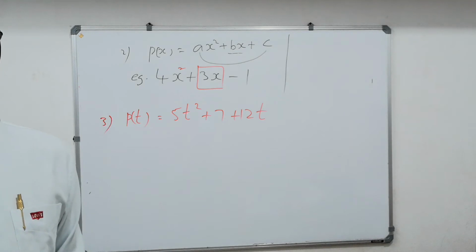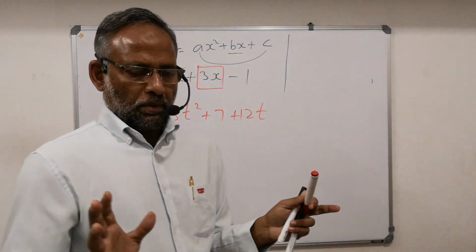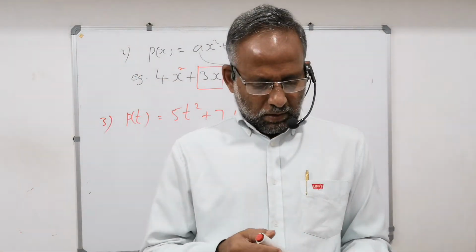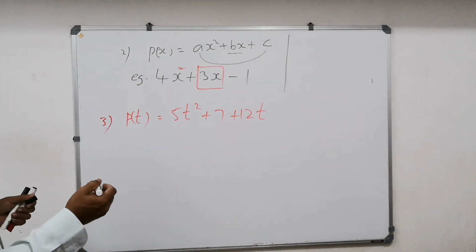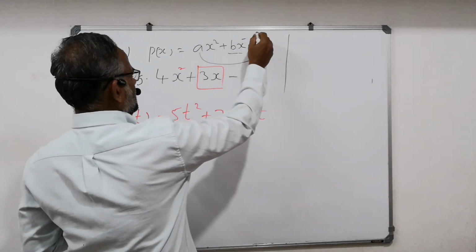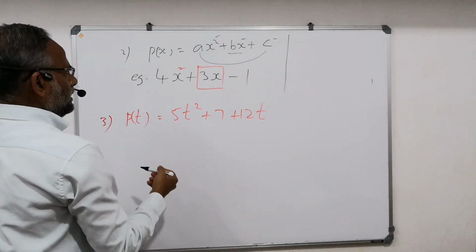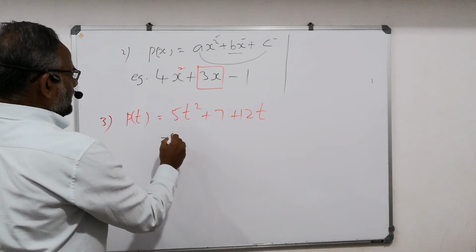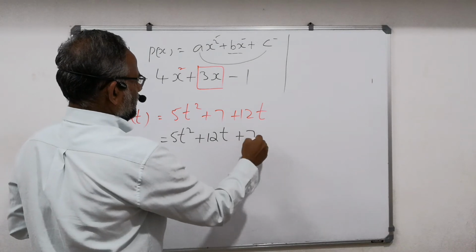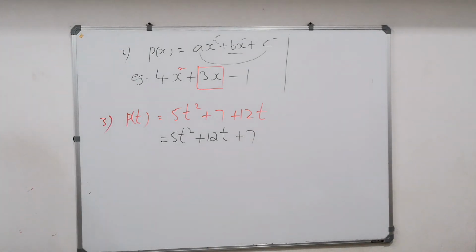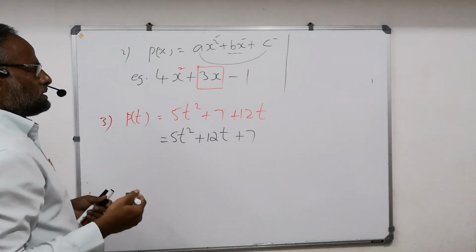Okay, you are confusing. Are you confusing or not? Don't confuse. Think about the problem. It is a quadratic polynomial. I think we have to arrange something here. Okay, so the general form is at square plus bt plus c. After t square, there must be t. So I can write 5t square plus 12t plus 7. Okay, now as before, at square plus bt plus c.